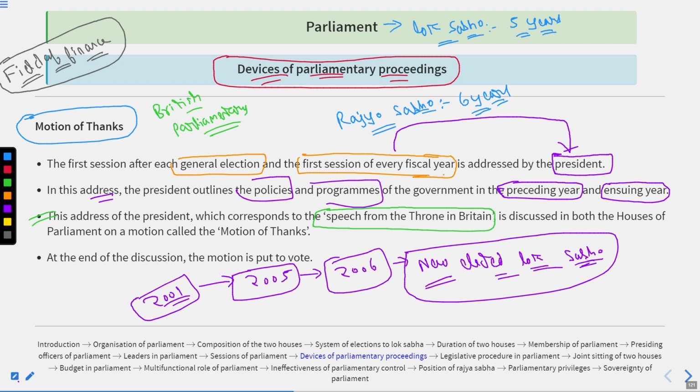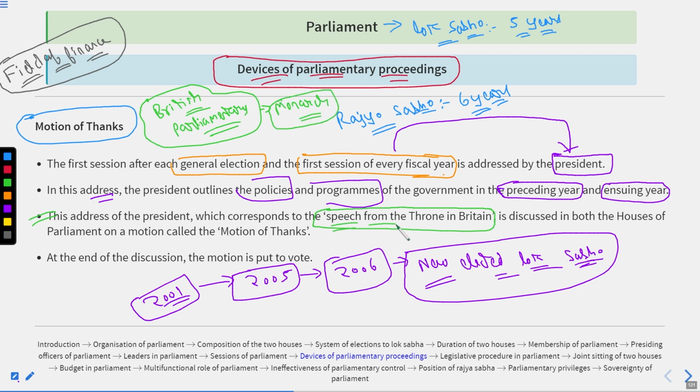Okay, so if we have something like this, the president addressing the house, the similar thing would be in the British parliament also. All right, but the only difference is this: the Indian head of the state, that is the position of President of India, is a republic. Why? Because he is elected. But the British head of the state is a monarch. All right, and right now there is a queen.